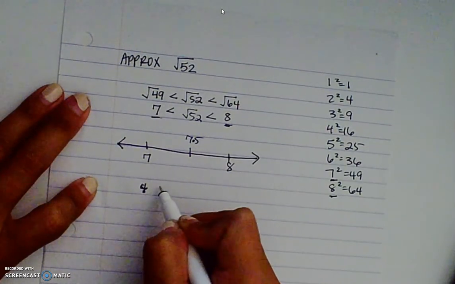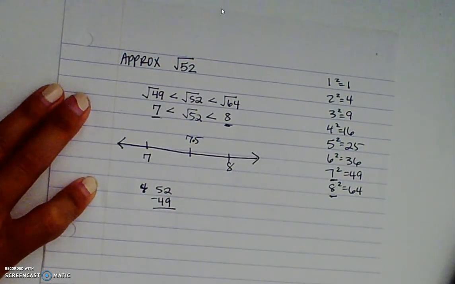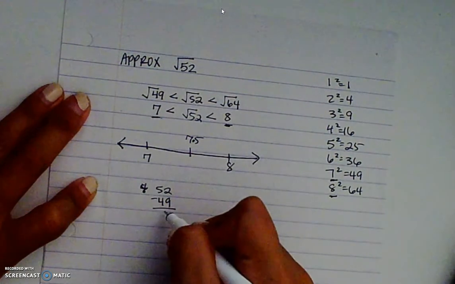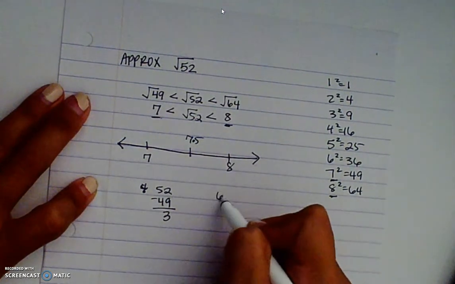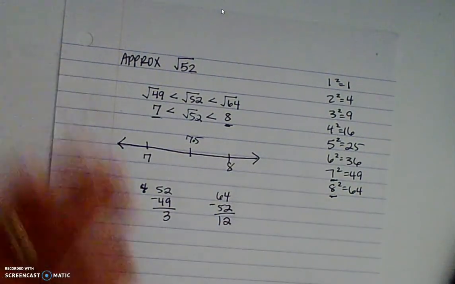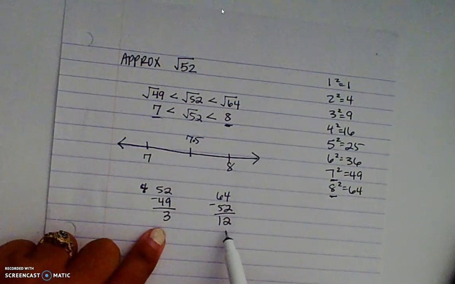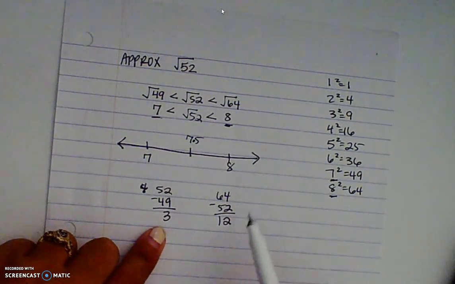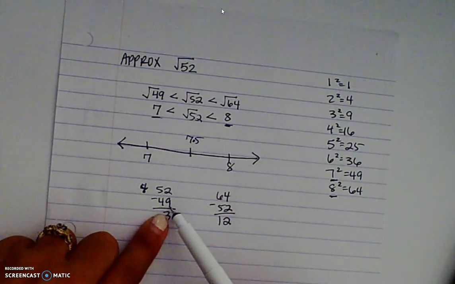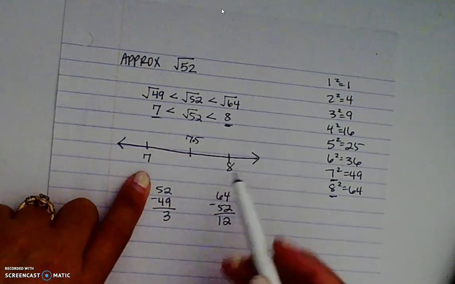So let's say 52 minus 49, and again, you can use a calculator. The difference here is 3, versus, let's say, 64 minus 52. The difference is 12. So I would say that 52 is a lot closer to 49 than it is to 64. So that means if it's closer to 49, then it's going to be closer to the positive 7 here.